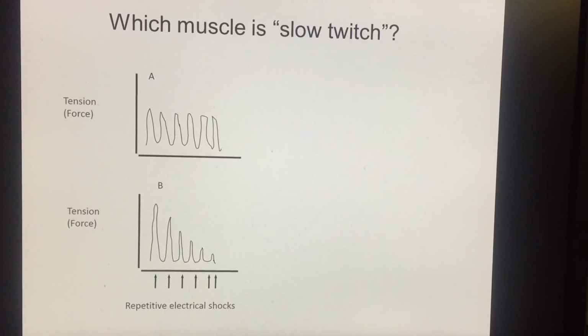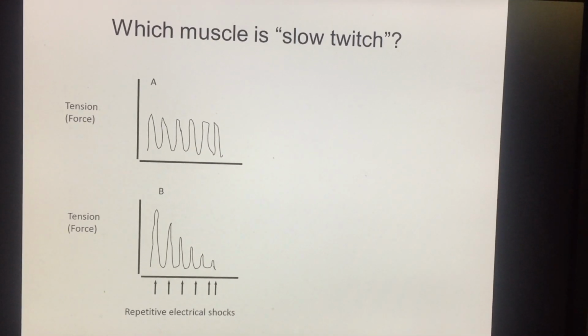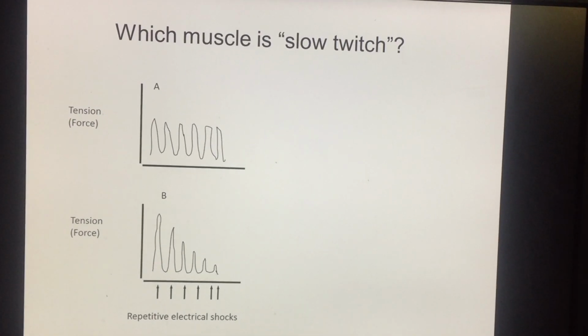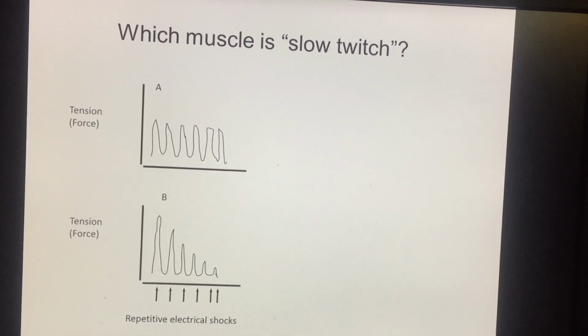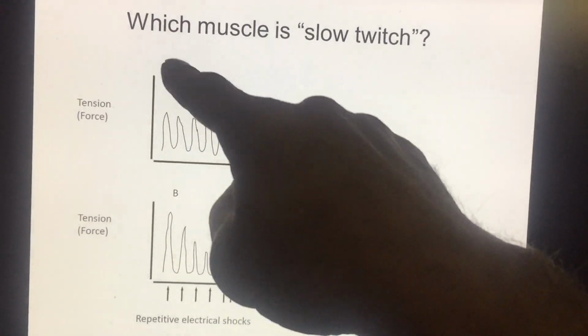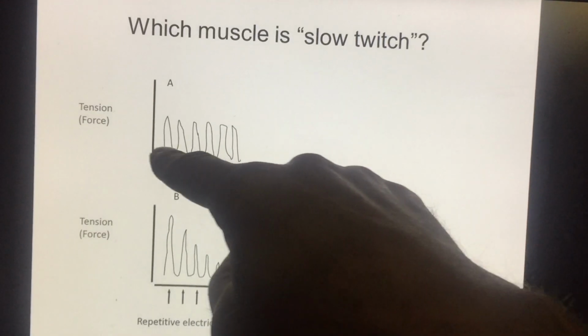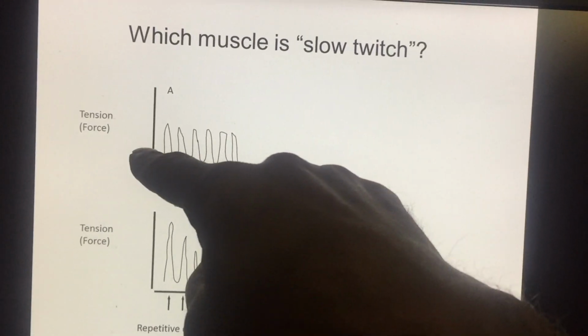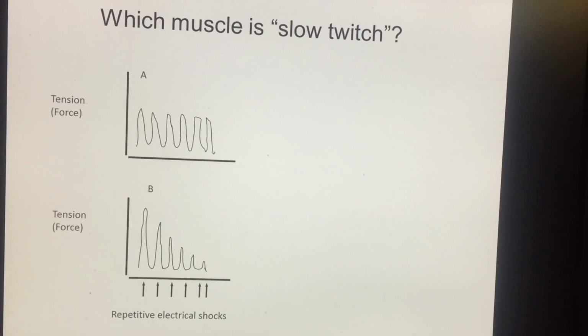Again, this is another twitch contractile property. This refers to your muscle's susceptibility to fatigue. In this case, we've taken a muscle and stimulated it repeatedly. You can see the force develops and then it relaxes. You get development of force, relaxes. This is repeated, a force tracing from repeated electrical stimuli.